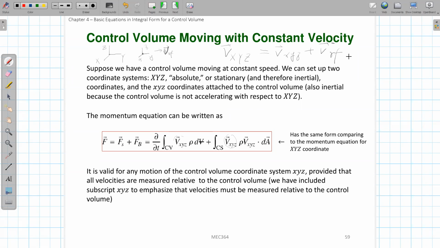Okay, so we have this correlation here, and if you substitute this big v of xyz into our original correlation before, do I have it?